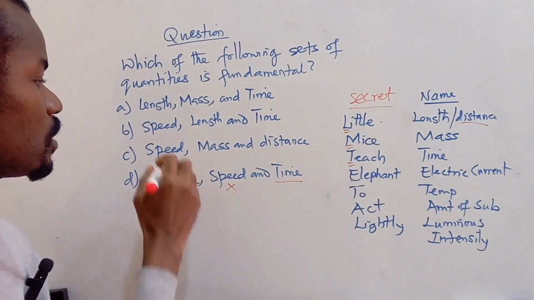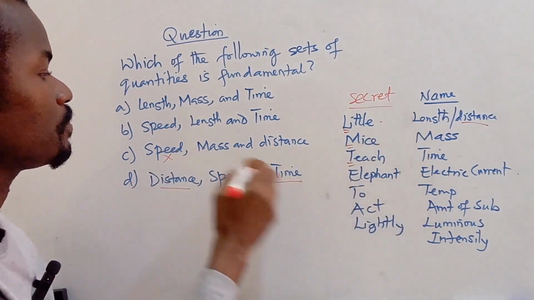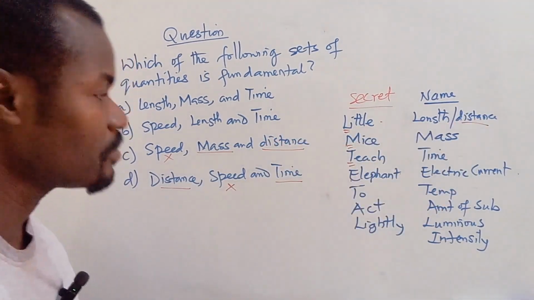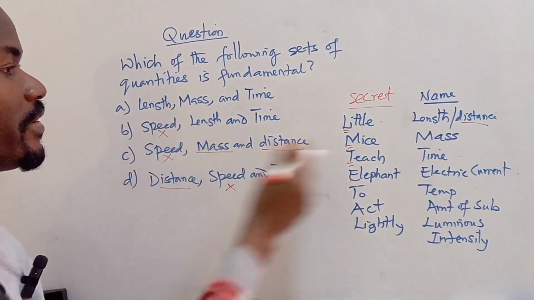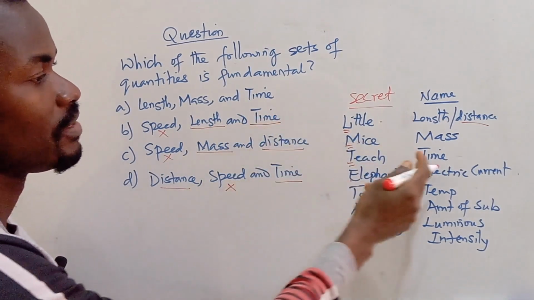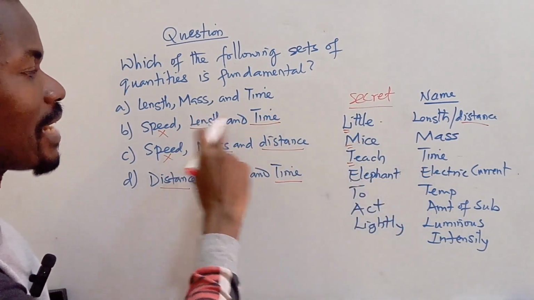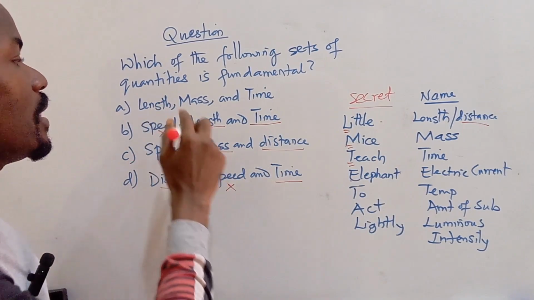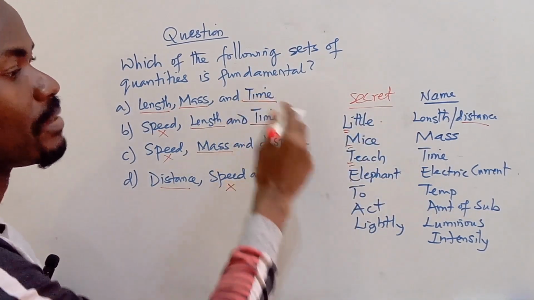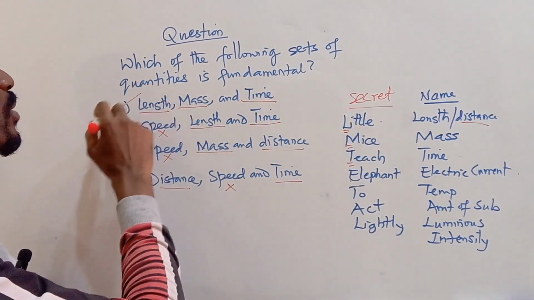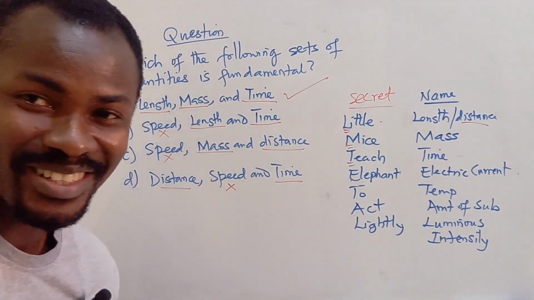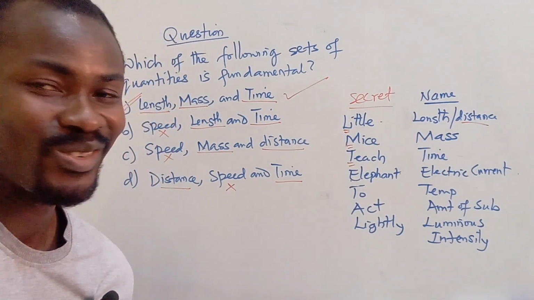How about the next one? Speed is not here. Mass is here, distance is here. The next one, speed is not here, length is here, and time is here. So this cannot be the correct answer. What about this one? Length is here, mass is here, and time is here. So the correct answer to this problem is option A. So that gives us the correct answer to this question.